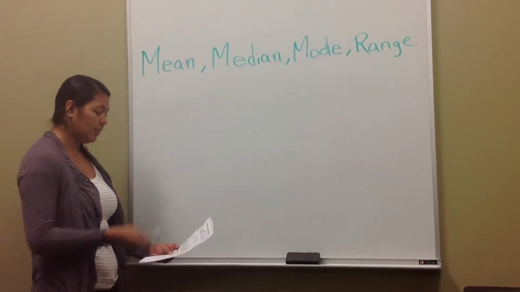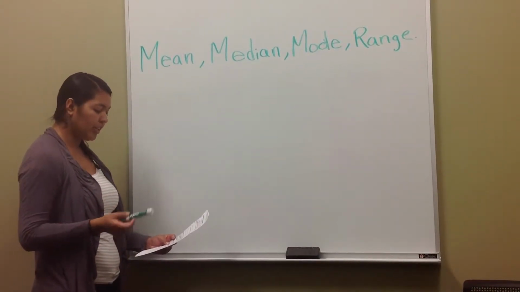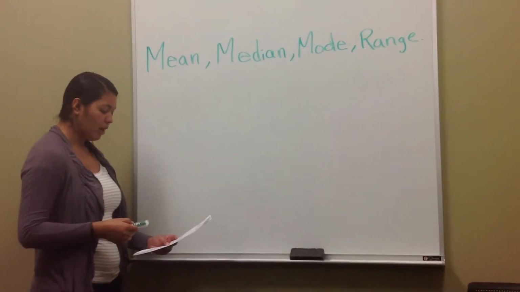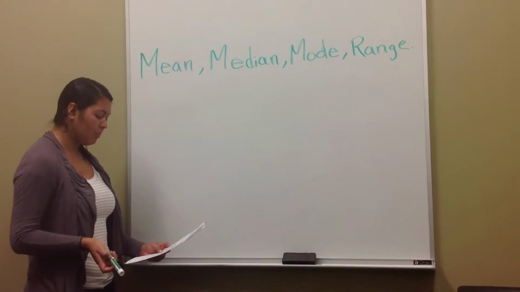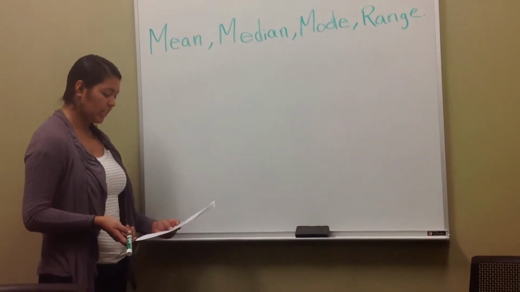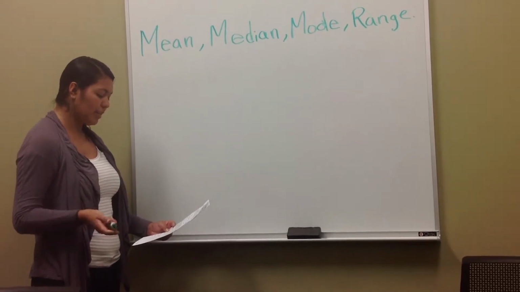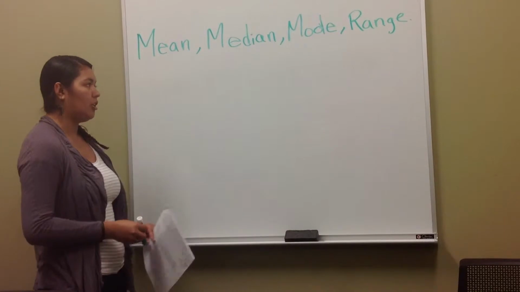Okay, next is the median. What is the median? The median is the number in between. First, you have to reorder the data set from the smallest to largest. Then if the number of elements is odd, then the median is the middle element of the data set. If the number of elements is even, then the median is the average of the 2 middle terms.